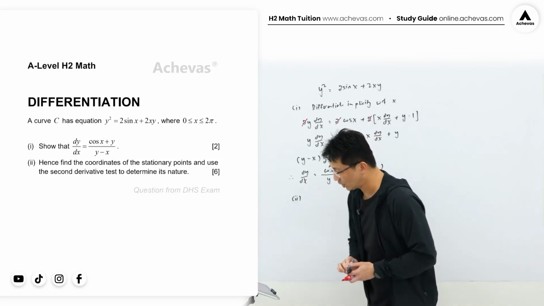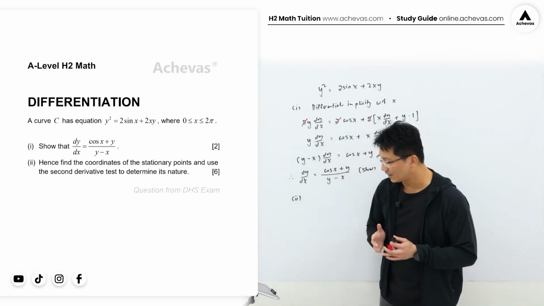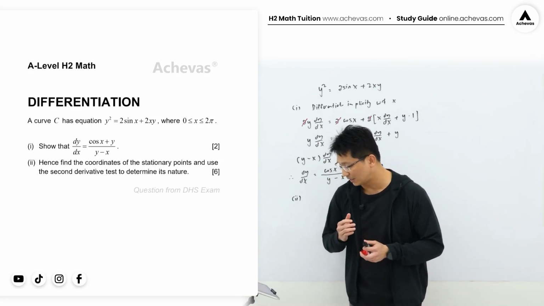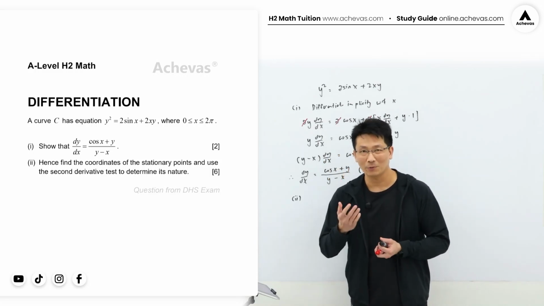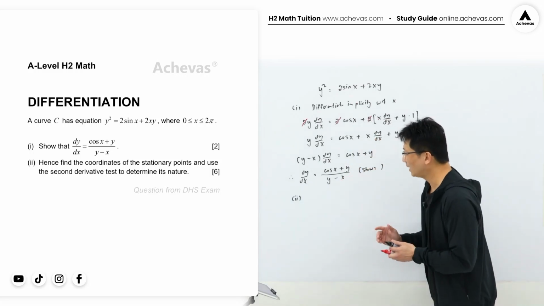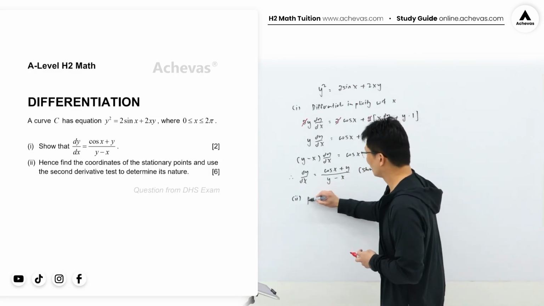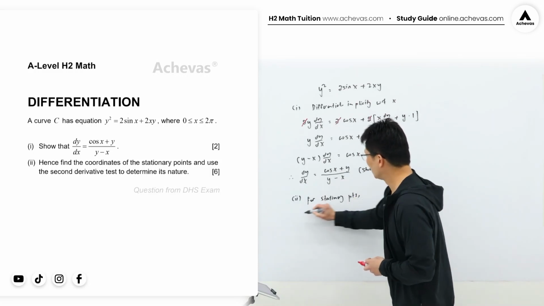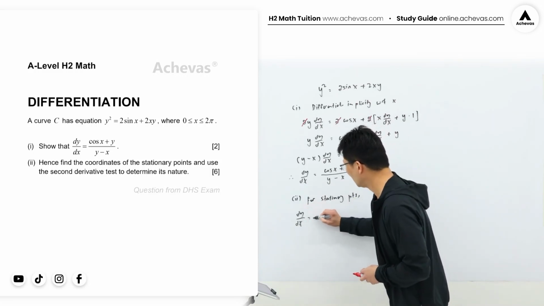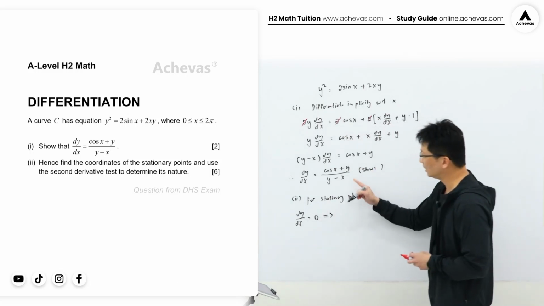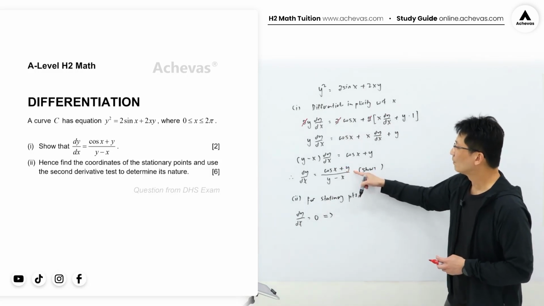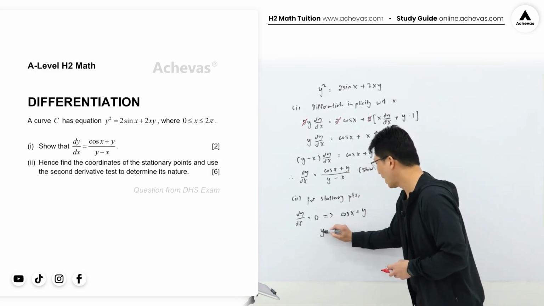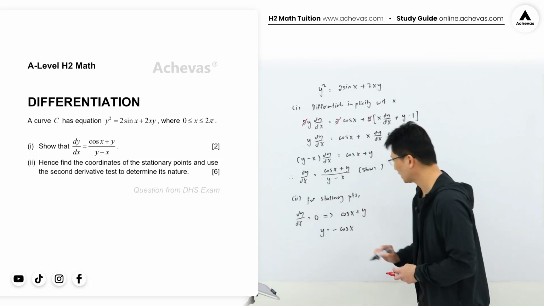For part 2 of this question, we are asked to find the coordinates of the stationary points and use the second derivative test to determine its nature. So for a stationary point, we are just going to set our dy/dx to be equal to 0. For stationary points, setting dy over dx to be equal to 0. In this case, when this is equal to 0, I will be left with cosine x plus y, and therefore y will be equal to minus cosine x.